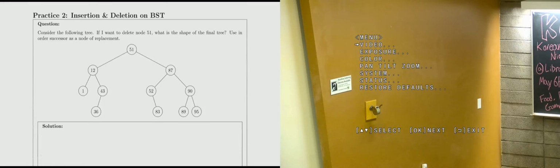All right, insertion and deletions. So, the tree looks good. If I want to delete the 51, what is the shape of the final tree? Use the in-order successor as the node of replacement. So, what is the meaning of in-order successor?